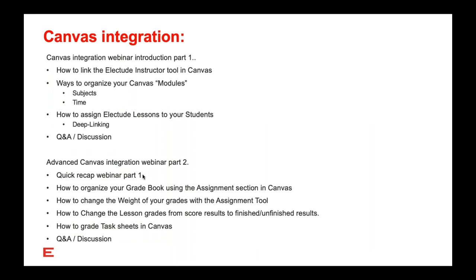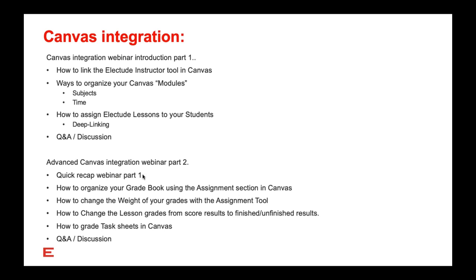So last week we did the introduction, part one. Today will be the more advanced one, part two. We'll have a quick recap of the webinar part one: how to organize your gradebook using the assignment section in Canvas, how to change the weight of your grades with the assignment tool, how to change the lesson grades from score results to finished/unfinished results, and how to create task sheets in Canvas. After that, we will have some time for Q&A.